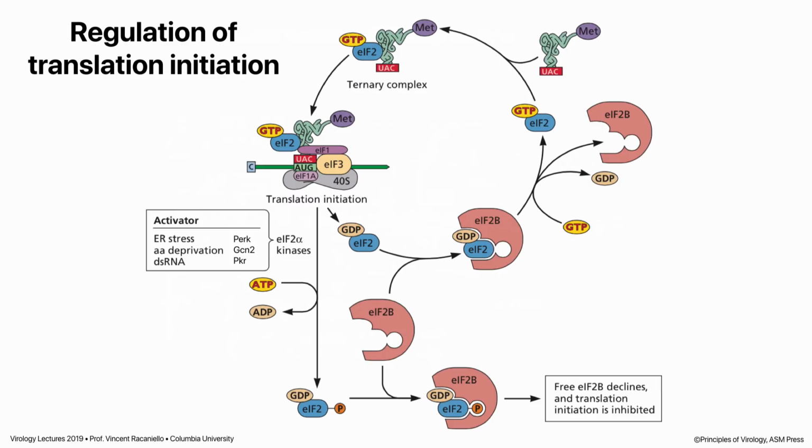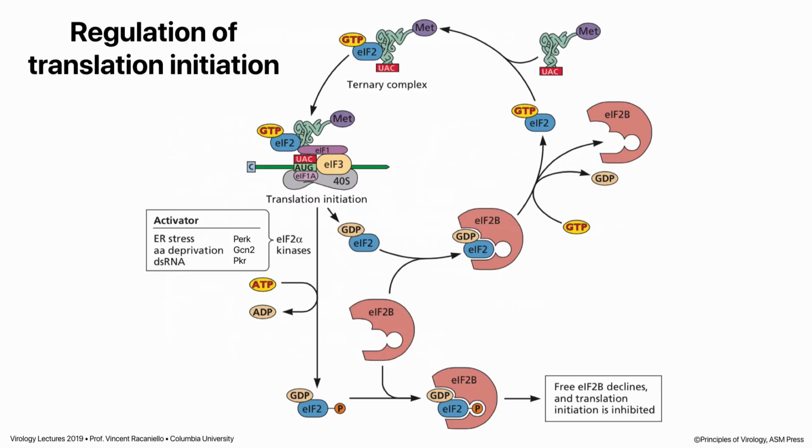It has a MET stuck onto it, and it's brought there as part of what's called a ternary complex. Why ternary? Three parts: tRNA, EIF2, GTP. Three different molecules, ternary complex. They come in when the AUG is found, GTP is hydrolyzed, and it's released along with EIF2. And that enters a cycle to make more ternary complex, and that's done by a protein called EIF2B.